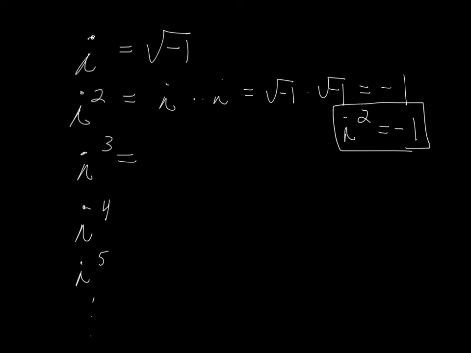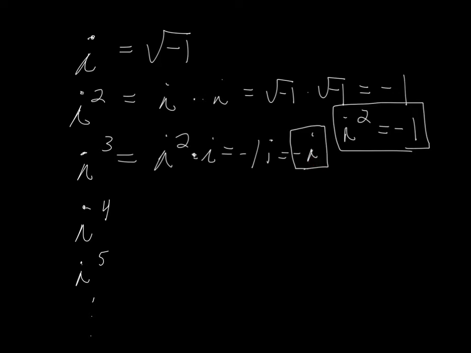i cubed would be, how about i squared times i. But i squared, we just found out, is negative 1. And i is just i. So this is negative i. So i cubed is negative i.